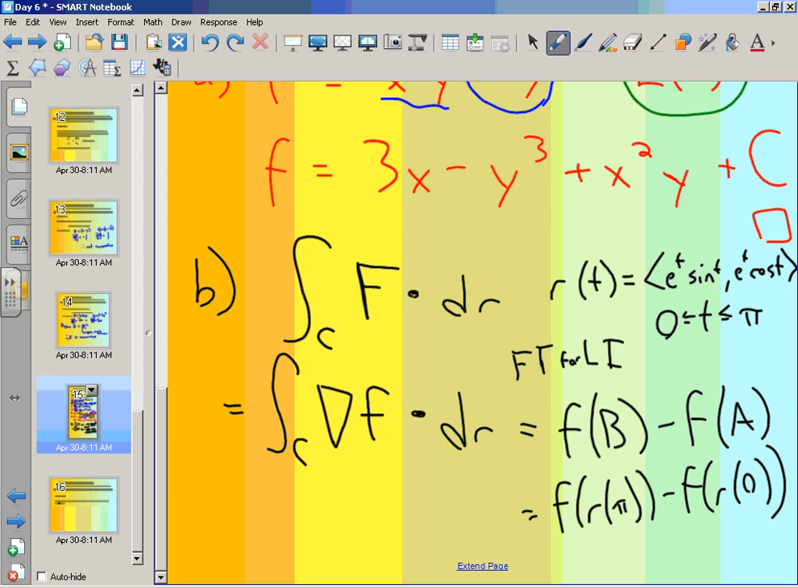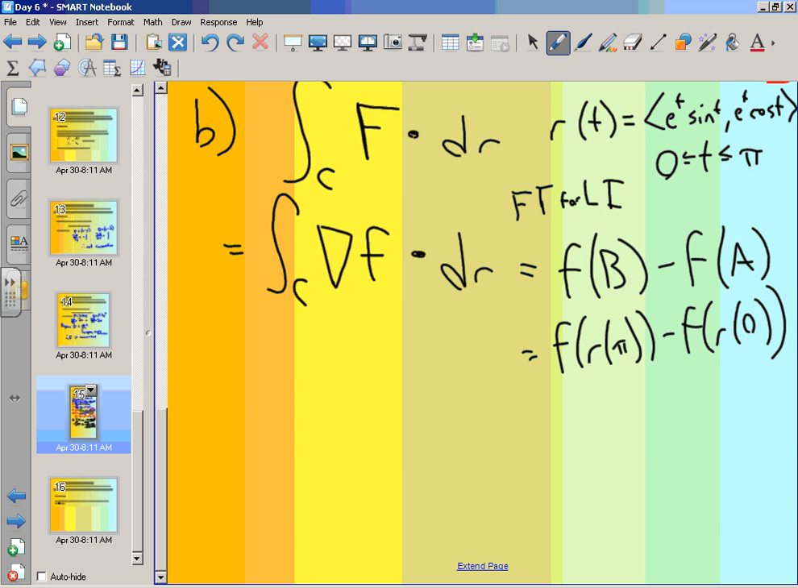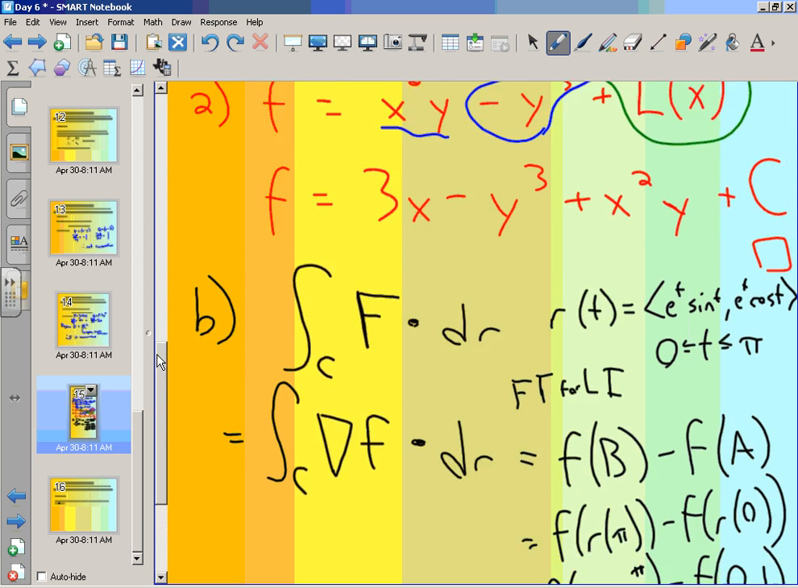Yeah, so it'd be 0 and then negative e to the pi. So this is going to be f of 0, negative e to the pi, minus f of, and I think it's going to be, so yeah, it'll be 0, 1. Okay, and I already forgot what.